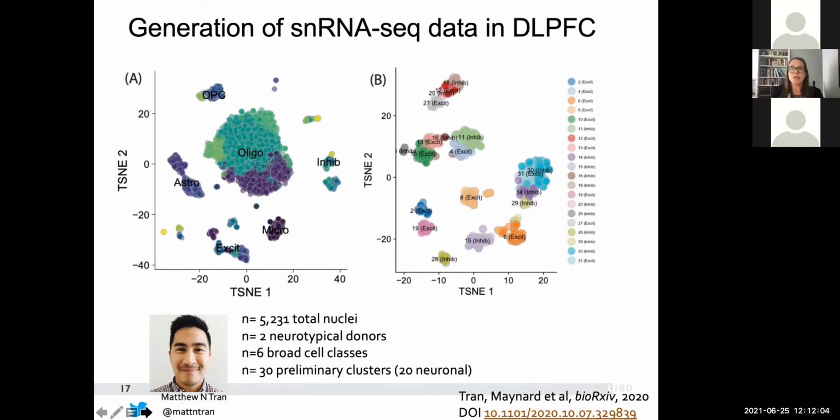And I'll just put in a plug that we've also done single nucleus RNA-seq in 4 other regions of the human brain important for reward processing: the nucleus accumbens, the amygdala, hippocampus, and the subgenual anterior cingulate cortex. And you can find all these data on bioRxiv if you're interested in exploring further.